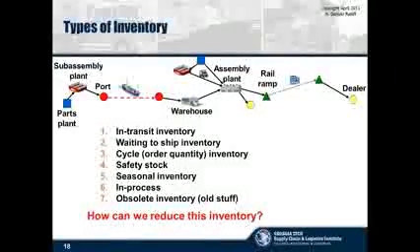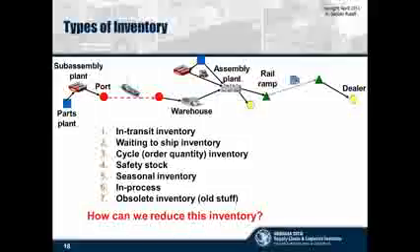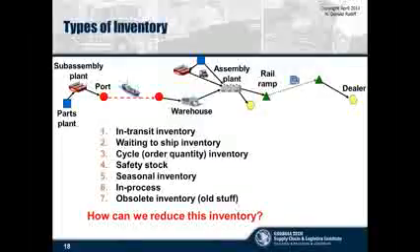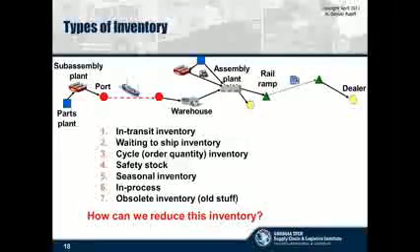For example, if it's in-transit inventory and you say, how can I change that? Well, the only ways that you can change it are to make the transit time shorter. So you can have faster transit time, or you can source it closer to where you're going to use it. So it's important in every type of inventory to understand what it is that you can do to change it.